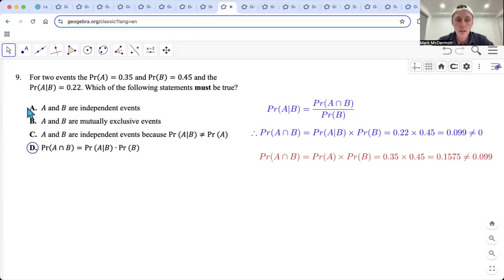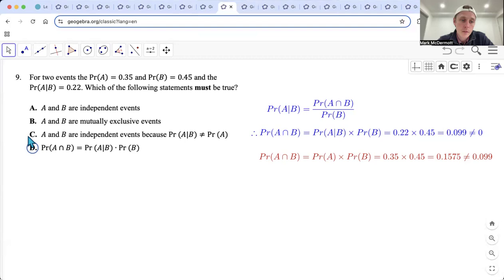Okay, let's look at A now. The probability of A and B are independent events. All right. The probability of A and B, we just worked that out to be 0.099. But for independent events, the rule says that the probability of A and B equals the probability of A multiplied by the probability of B. So you take 0.35 and multiply by 0.45, and that equals 0.1575, which is not equal to 0.099. So the events must not be independent.